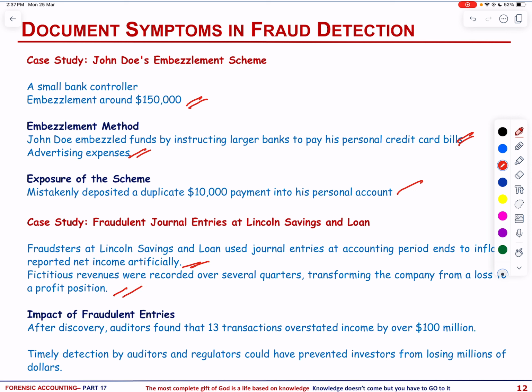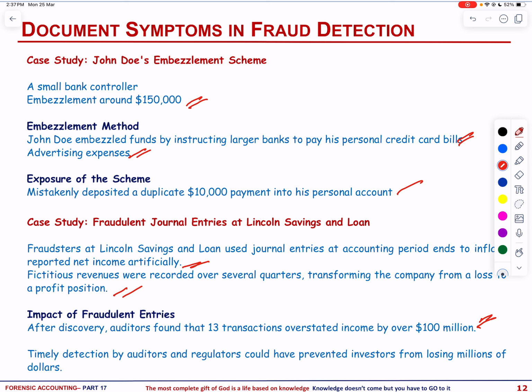After the fraud was uncovered, the accounting firm reviewing Lincoln's transactions found that 13 transactions had overstated income by more than 100 million. Investigative auditors described these transactions as the most severe misapplication of accounting they had ever encountered. This case underscores the importance of vigilance in detecting irregularities in financial positions or financial transactions.